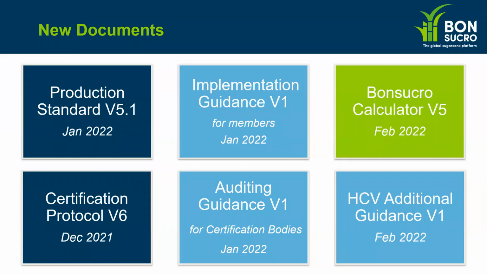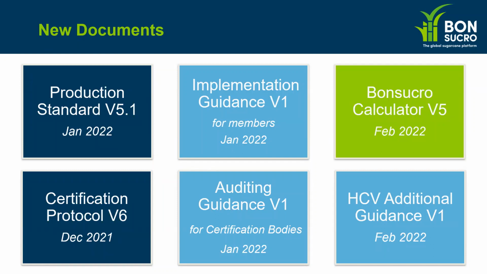So the guidance document provides a lot more detail, indicator by indicator, in terms of implementation and how the indicator is measured or set. The implementation guidance is not auditable. So farmers and mills are audited against the production standard, not the guidance. That's a very important point.